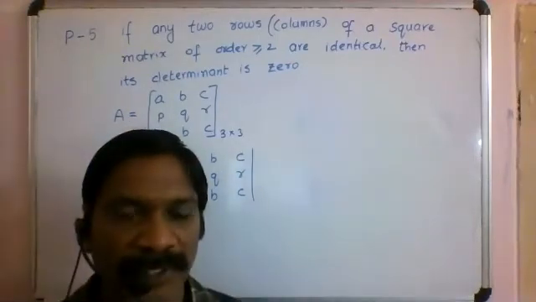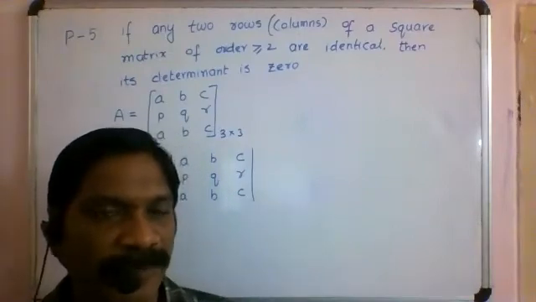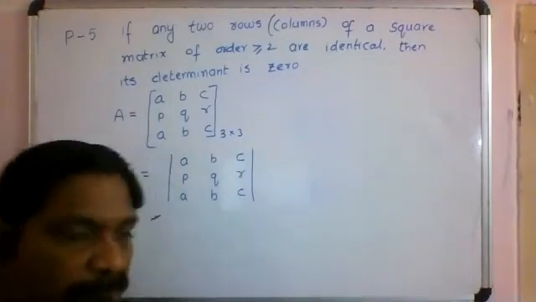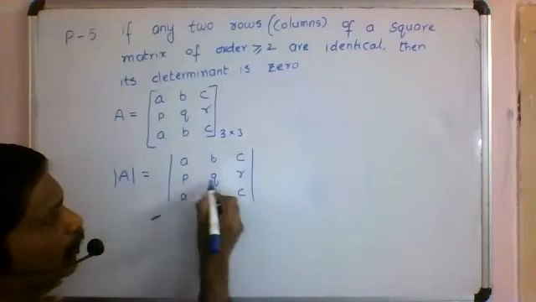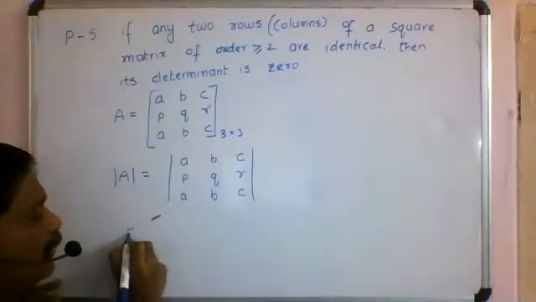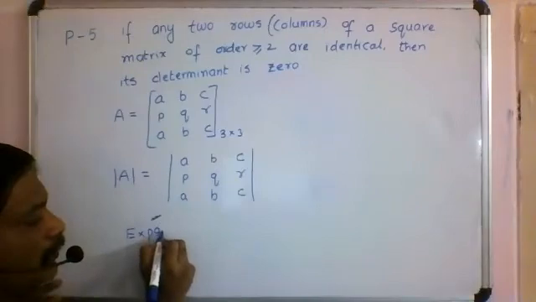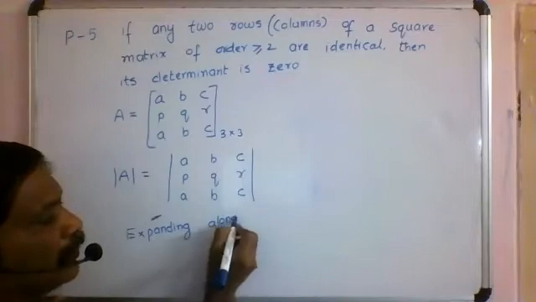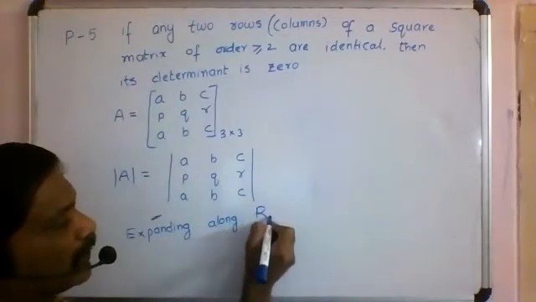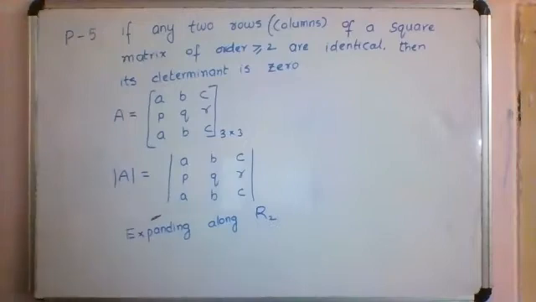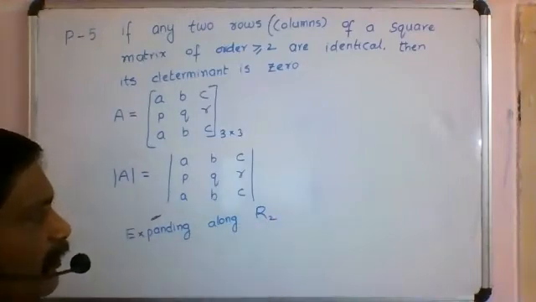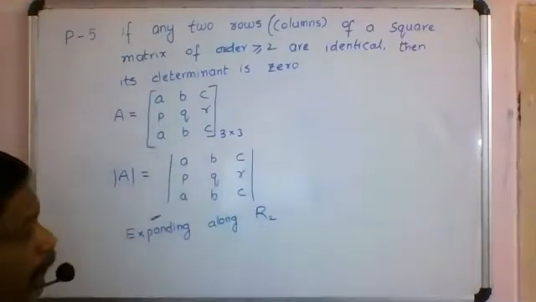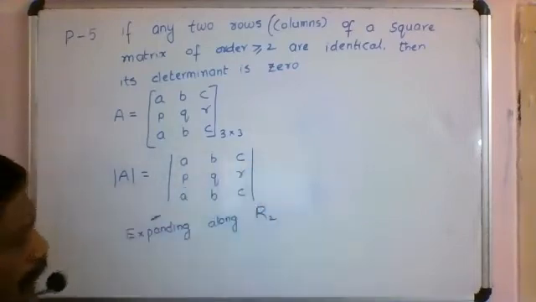Determinant is not only expanding along the first row, we can expand along any row or any column. We had that property. Here I expand along the second row. I indicate the second row as R2. While expanding, what we have to do? We have to write P, Q, R now, so P, Q, R into its corresponding cofactors.